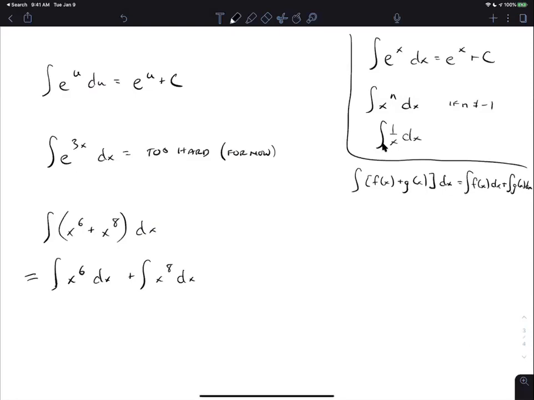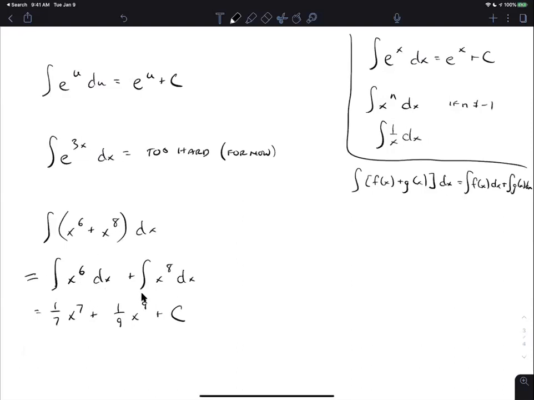Does that make sense? Now, does this integral match one of the three rules? It does. It's exactly x to the n dx. So this is 1 over 7 x to the 7. This second one also matches. It's 1 over 9 x to the 9 plus c. 3 comments about the problem.